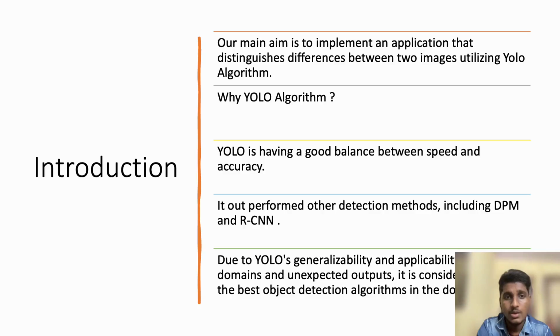Here comes the question why Yolo is used in this research. Yolo is having a good balance between speed and accuracy. There are many algorithms, but the reason for picking Yolo is its speed. The biggest advantage of Yolo is its super speed, and it's incredibly fast and can process 45 frames per second. Yolo also understands generalized object representation. It outperformed other detection methods including DPM and RCNN. Due to Yolo's generalizability and applicability with wide range of domains and unexpected outputs, it is considered as one of the best algorithms for object detection.